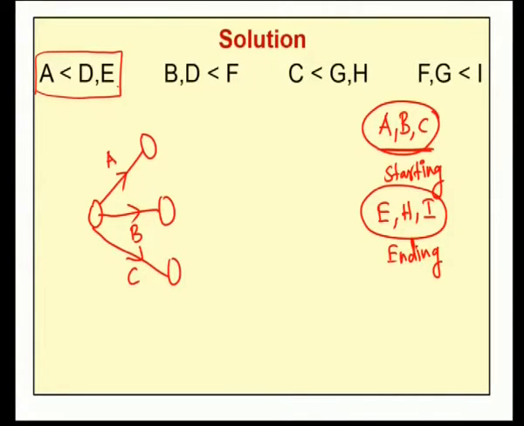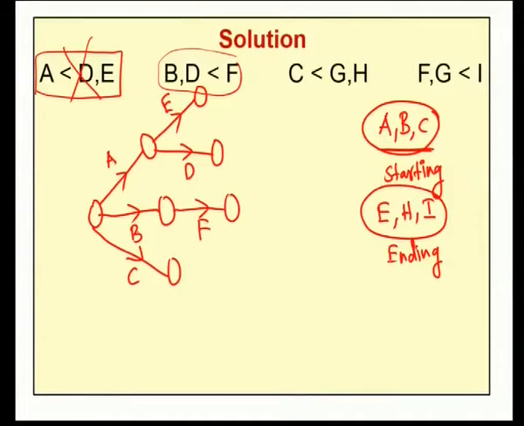Now, we come to the first relation. The successor of A is D and E, therefore, D and E are the successor. So, I name this activity as E and this activity as D. Since it is given that D and E are the successor of A, for A the immediate successor are E and D. So, this relation is over. The next constraint relation is B and D less than F, which means F is the immediate successor of B and D. Now, if we draw this activity as F, F is the immediate successor of B. So, B less than F is over.